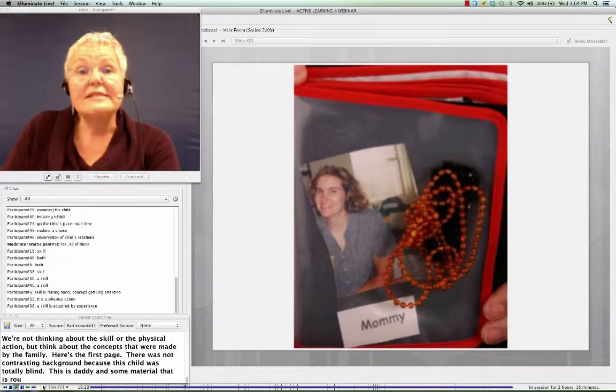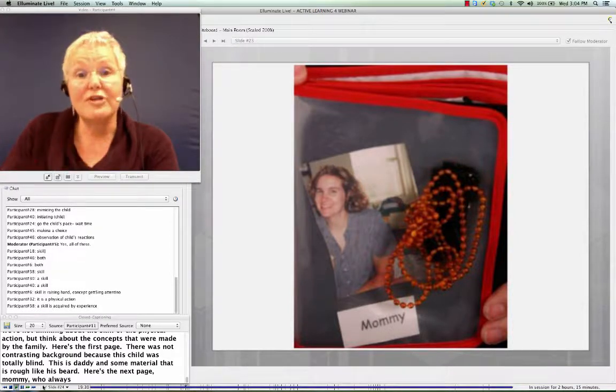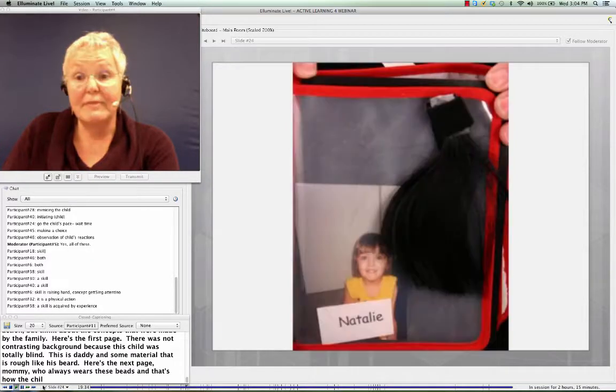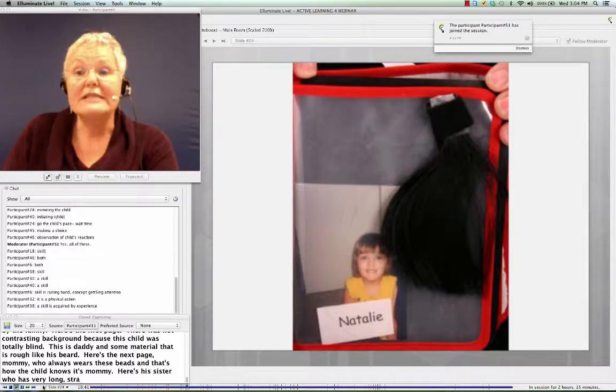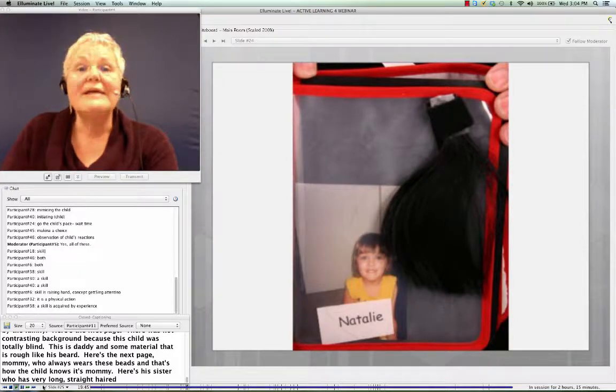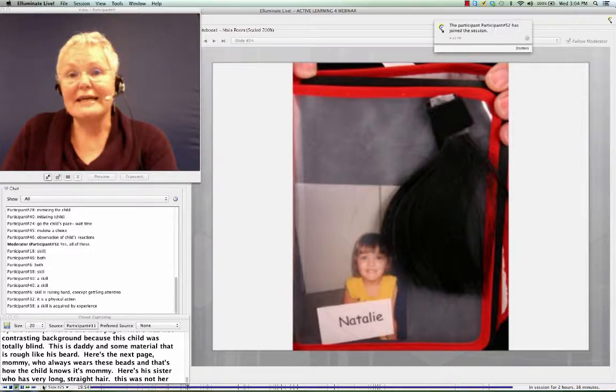This is the next page, which is Mommy, and she always wears these beads around her neck, and that's how the child knows that it's Mommy. That's how they've been teaching him. This is his sister, and she happens to have very long, straight hair. And so this was not her hair. We cut it off of a messed up horse doll. I keep everything that breaks down just for that reason.